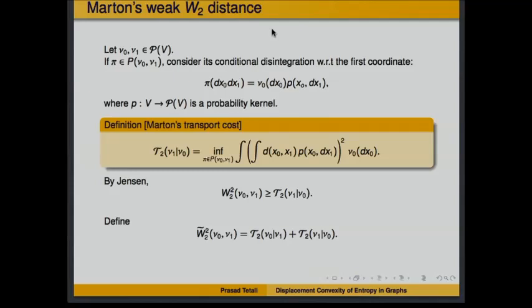So in our theorem, the W2 tilde is when I take the mixture, the sum of, as I said, this is asymmetric, so we take it in each direction.